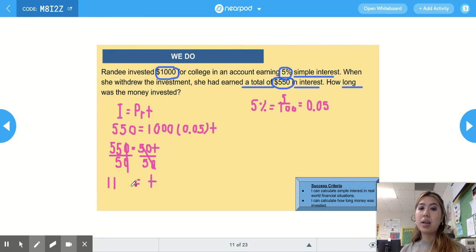And remember, yes, we can say t is equal to 11, but we want to be accurate and say time is 11 years because that's what the question was asking. How long? And it's not just 11, it's 11 years.